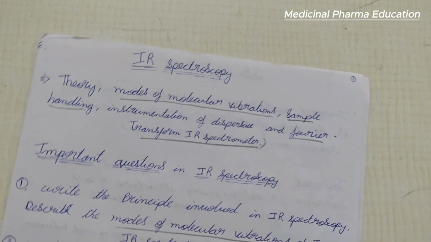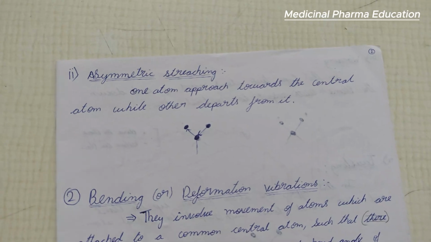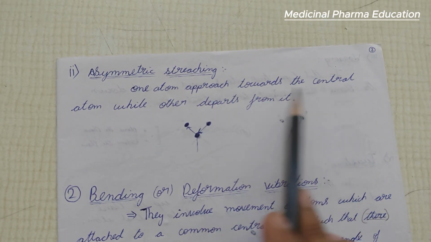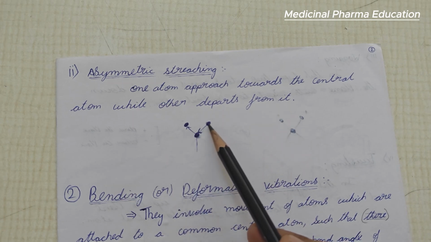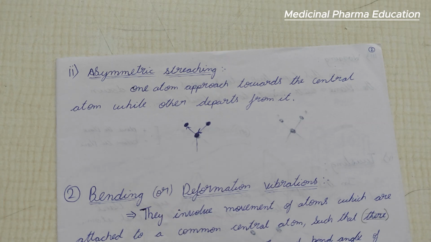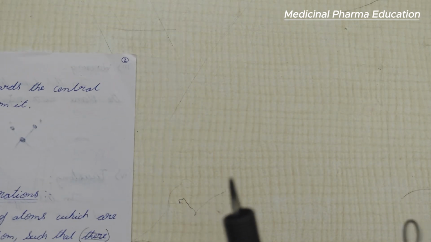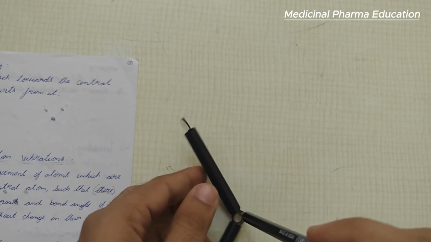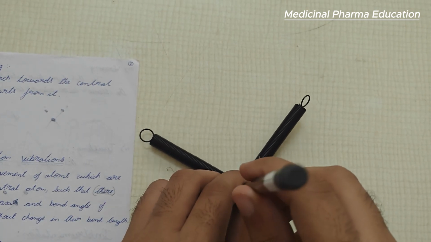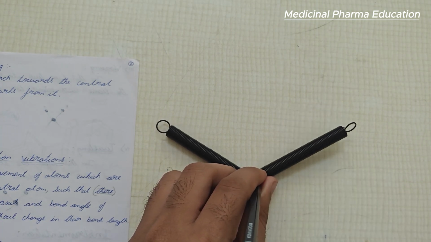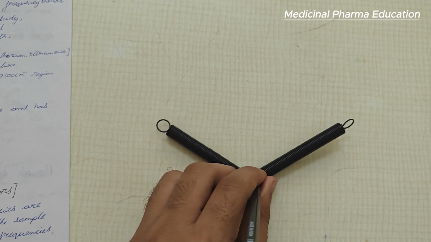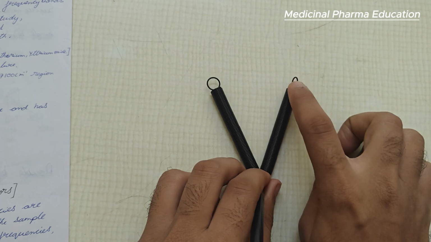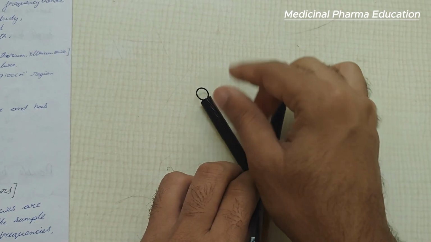Okay, next, asymmetric. See, in asymmetric, one atom approaches towards the center while the other departs from it. One atom is coming towards the nucleus and the other one is departing from the nucleus. I'll show you an example with a simple instrument. I have two springs on the stand. See, this pencil is the nucleus, and firstly the symmetric. In symmetric, what is happening? Think of these two circles as two atoms. The two atoms are moving away from the nucleus.